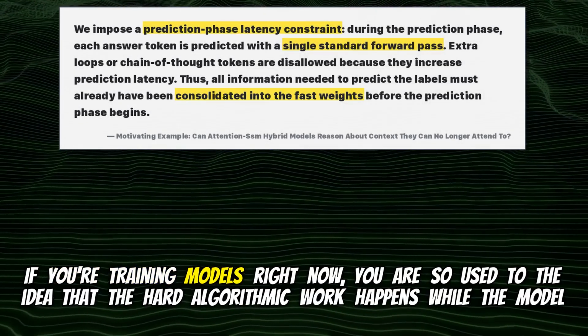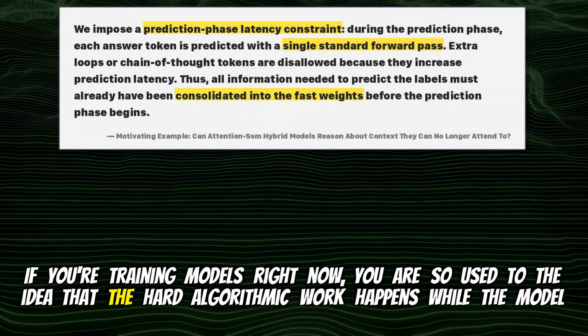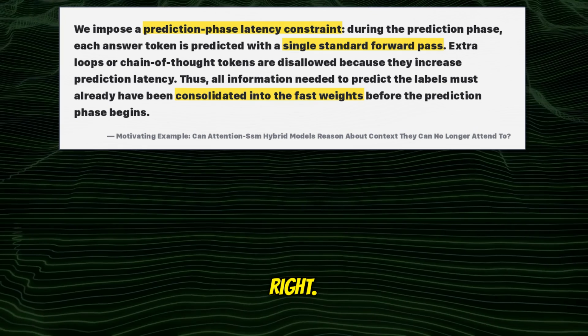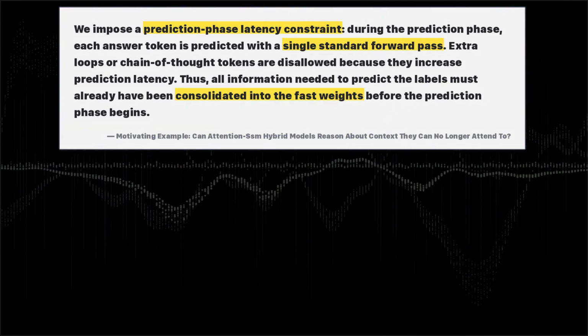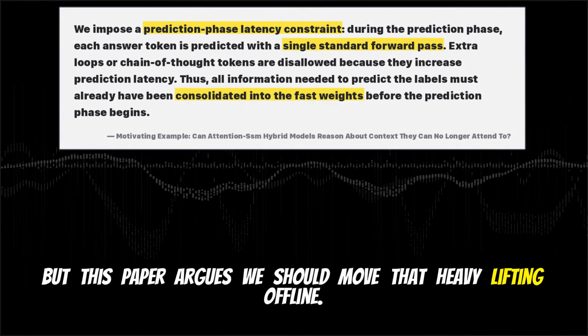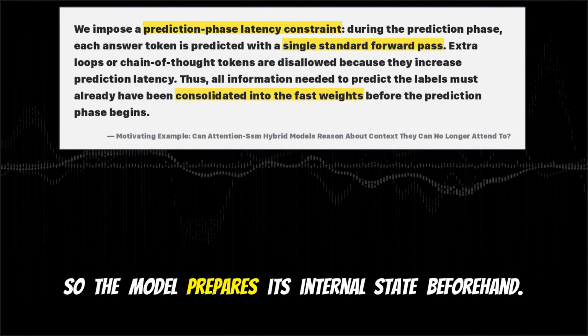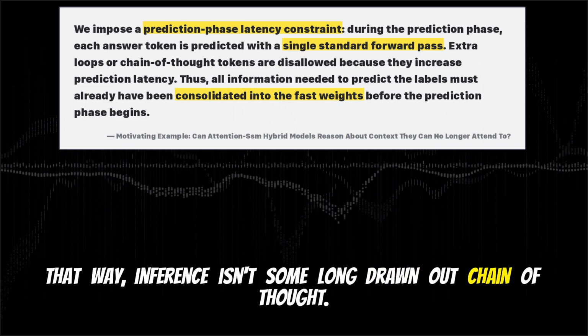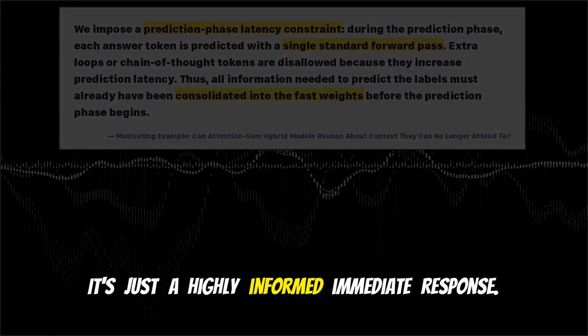If you're training models right now, you are so used to the idea that the hard algorithmic work happens while the model actively generates the next token. Right, like standard chain of thought. Exactly. Yeah. But this paper argues we should move that heavy lifting offline. So the model prepares its internal state beforehand. That way, inference isn't some long, drawn-out chain of thought. It's just a highly informed, immediate response.